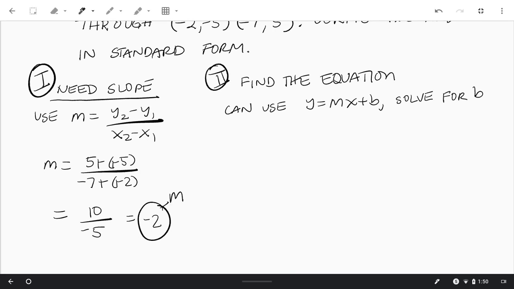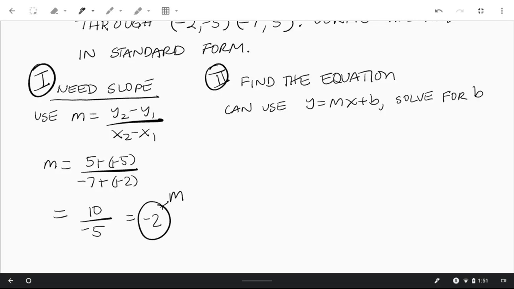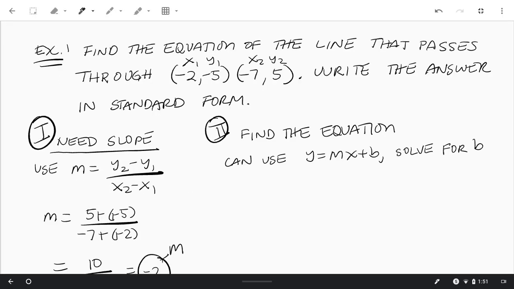Now, we need to plug in for x and y. So we actually have choices. We can choose between any of these 2 points. We can use negative 2, negative 5 for our x and y, or we can use negative 7 and 5 for our x and y. So which one would you guys want to use? Again, it doesn't matter. We'll all get the same answer at the end. I believe I somehow magically heard you say you want to use the first point, negative 2, negative 5. So let's go ahead and use that.